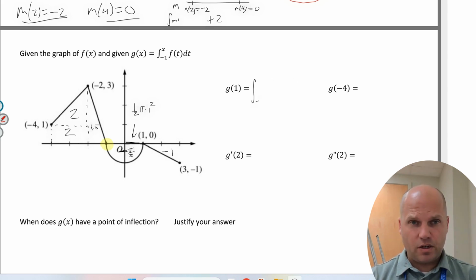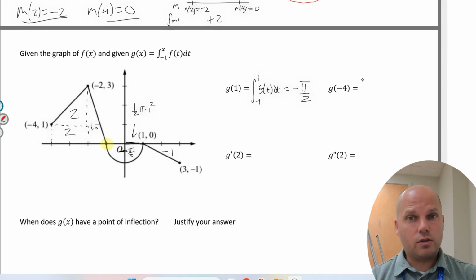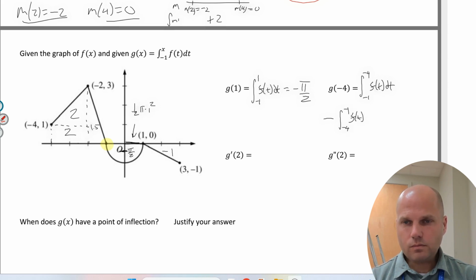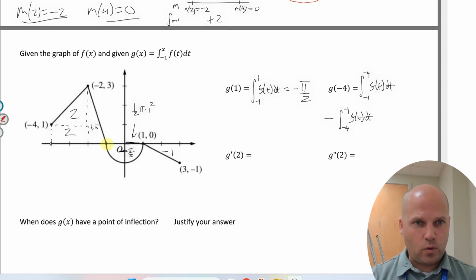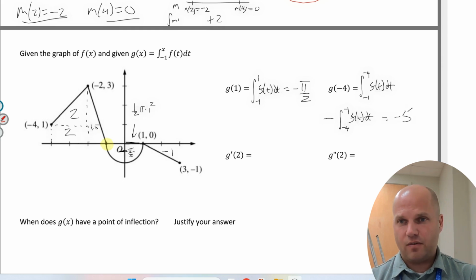Okay, g of 1 will be the integral from -1 to 1 of f. So I want to accumulate f from -1 to 1, no big deal. It's not backwards, it's left to right. G of -4 is going to be the accumulation from -1 to -4. Heads up, we're going backwards. I want to take the opposite of -4 to -1. So from -4 to -1, I have this for 5.5. So I'm going to have the opposite of 5.5.